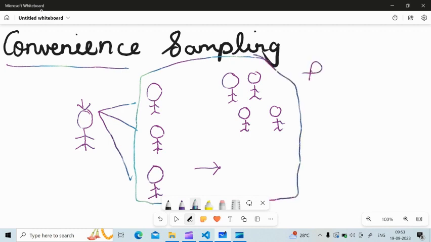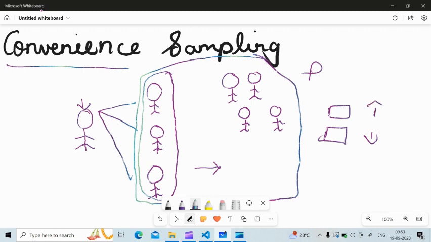Rather than reaching all of these people, I will take some of the sample based on my convenience and do a survey, and then I can claim that this product is going good, and this product is not very productive. So based on that I can make some conclusions, right? This is based on convenience sampling. So let's move to the code.